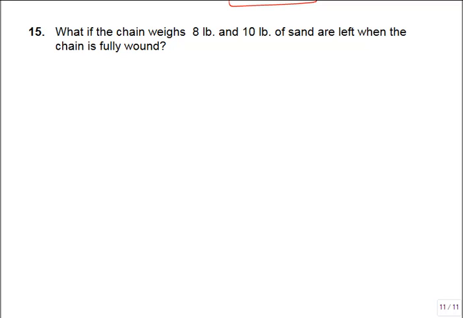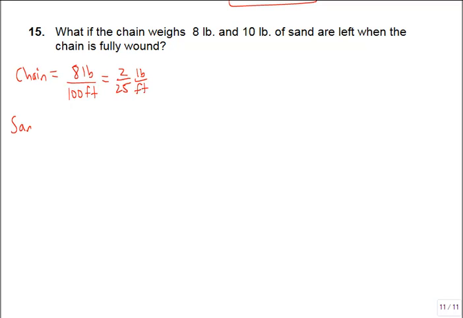All right, last one here. What if the chain weighs 8 pounds and 10 pounds of sand are left when the chain is fully wound? So the only thing that's changing in this last problem are going to be those linear densities. So this time for the chain, it weighs 8 pounds for this 100 feet of length that we had. So that new fraction for the chain is going to be 2/25 pound per foot.